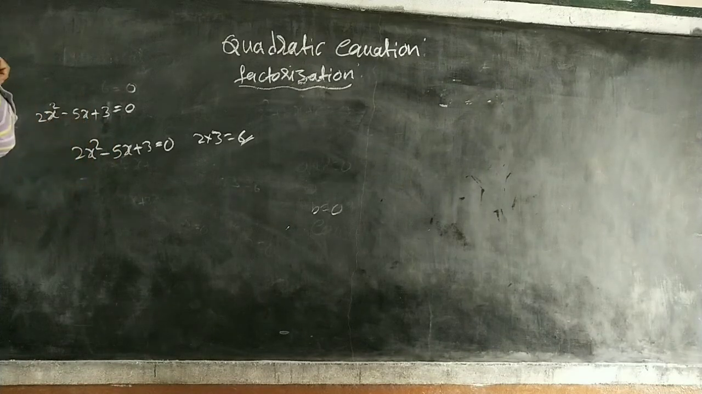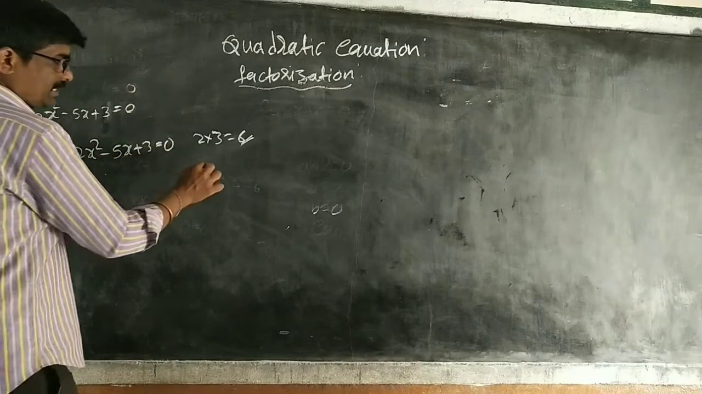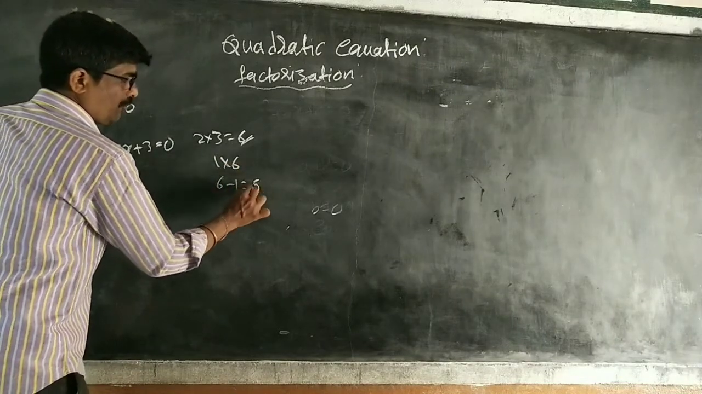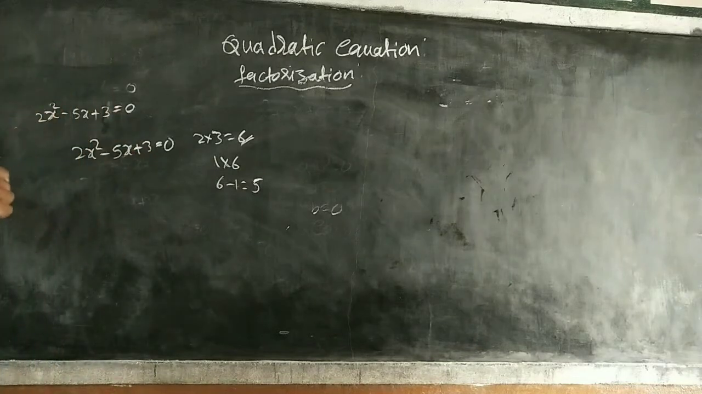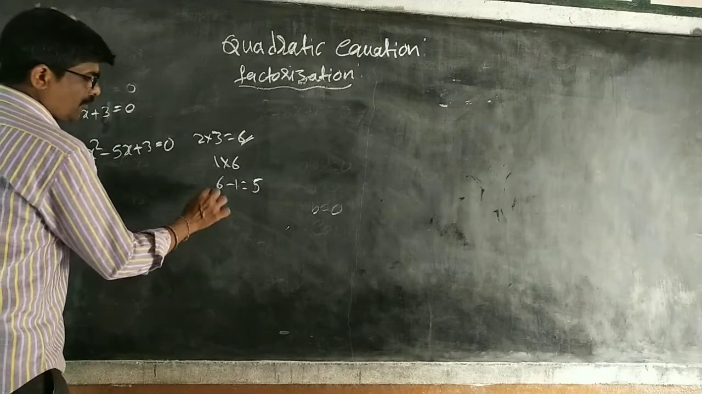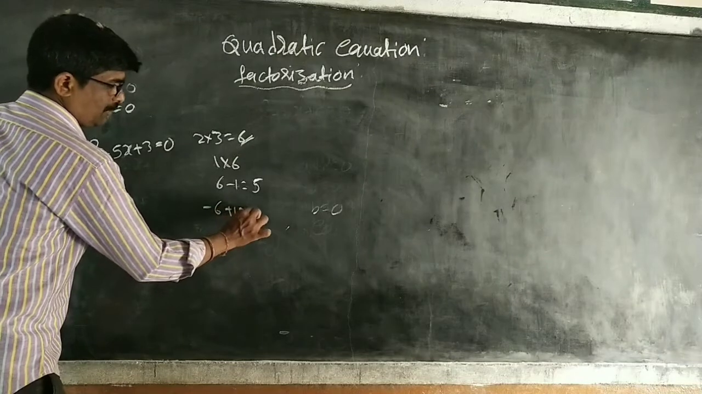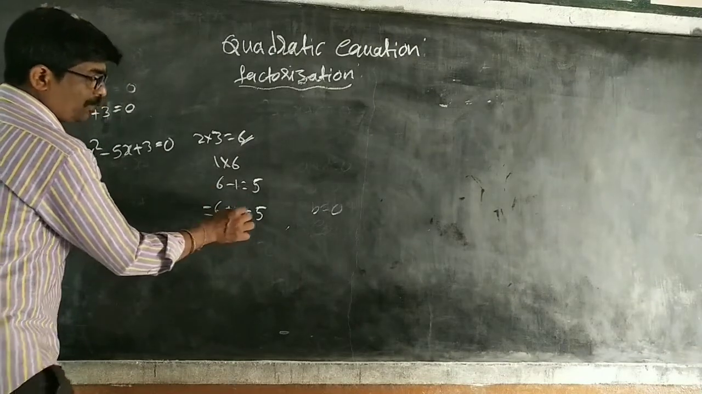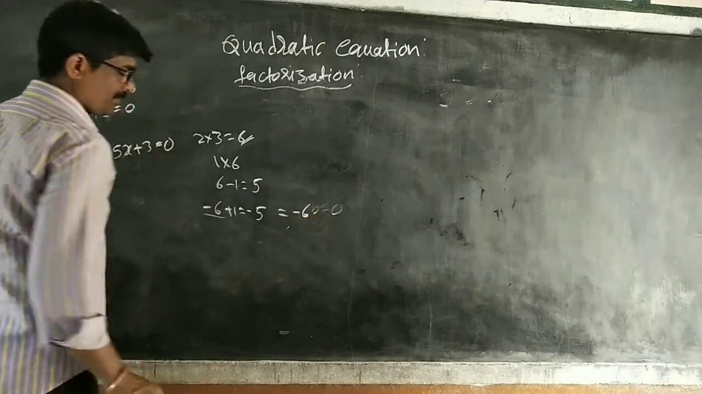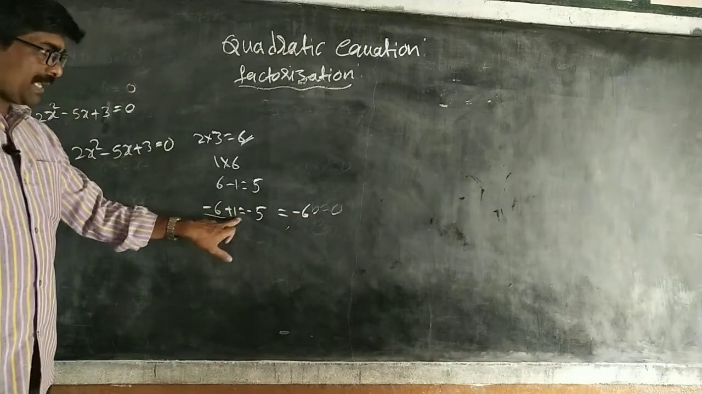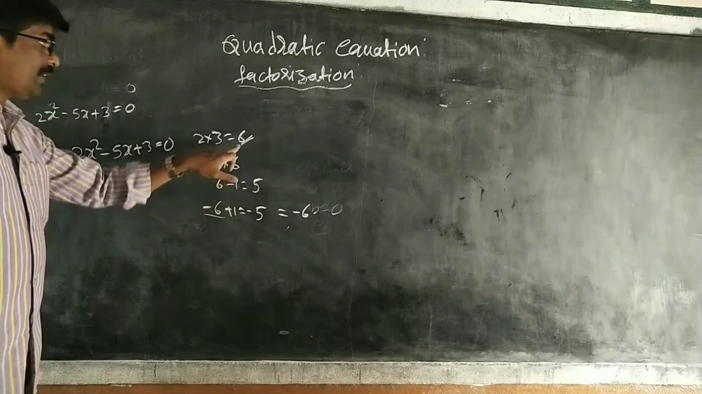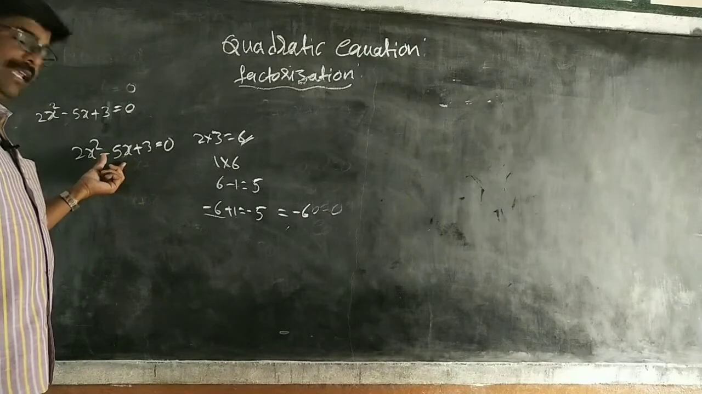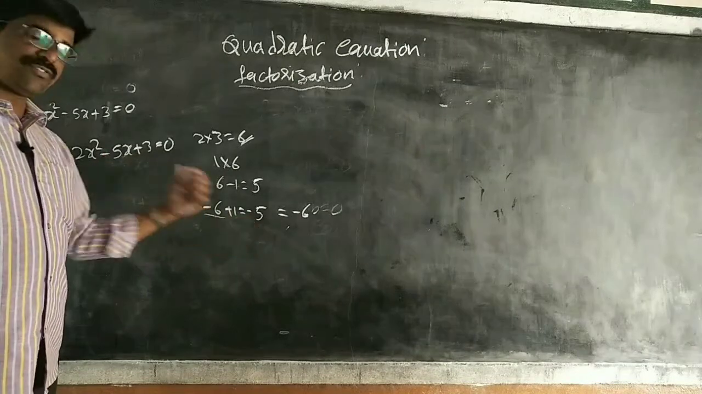How are we writing? So 6, I am writing 1 into 6 is 6. So 6 minus 1 is equal to 5. That means how to take: minus 6 plus 1 is equal to minus 5 for the coefficient, okay. But minus 6 into plus 1 is equal to minus 6, but we want plus 6 only. So we won't take this. So here, okay, it is satisfied, minus 5 we got.